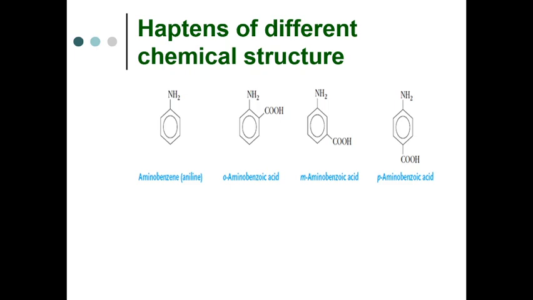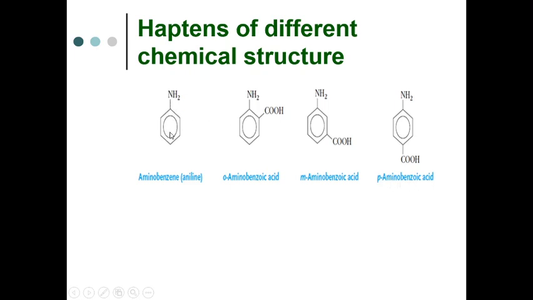He took an example of aniline. Aniline is a benzene ring containing molecule with an amino group substituted, which is called aminobenzene. So aminobenzene, which is aniline, having an NH2 group, when it is substituted with a further group like COOH in the ortho position with reference to the NH2 group, is called orthoaminobenzoic acid. When the COOH group is substituted in the meta position, it is called meta-aminobenzoic acid. And when the COOH group is substituted in the para position, it is called para-aminobenzoic acid.